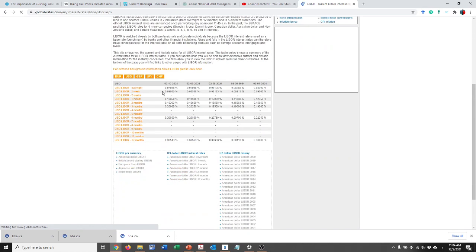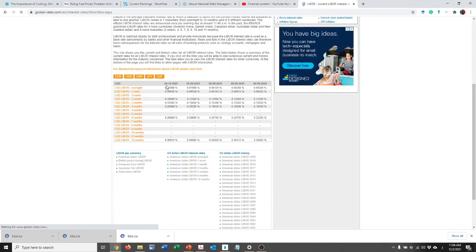So in the US, and this was for fixings on February 10th, there is a LIBOR rate for lending overnight. There is a LIBOR rate for 1 week lending. There is a LIBOR for 1 month, 2 months, 3 months, 6 months, and 12 months. So these are calculated on a daily basis.